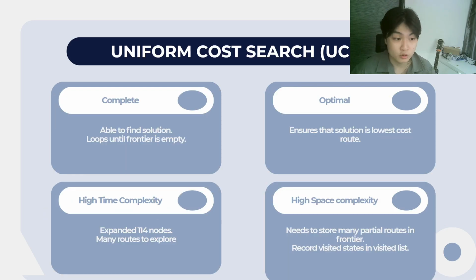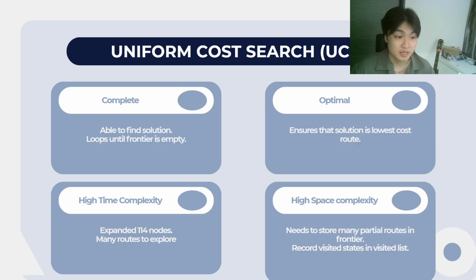In terms of evaluation, UCS is complete in this problem because it can find a solution if one exists, and it only terminates when the goal state is found or when the frontier becomes empty. UCS is also optimal because it expands routes in increasing order of cumulative cost. So the returned route is guaranteed to be the lowest cost route when all travel costs are positive.